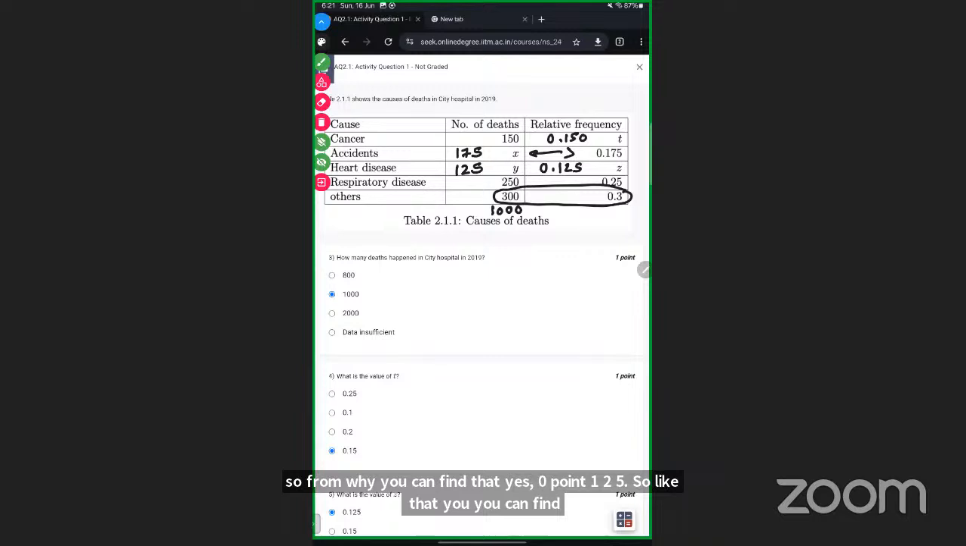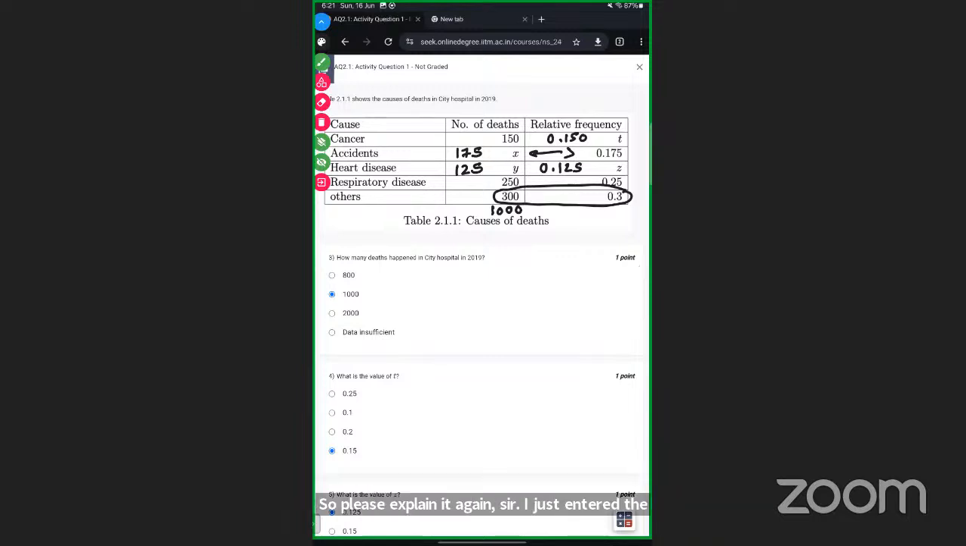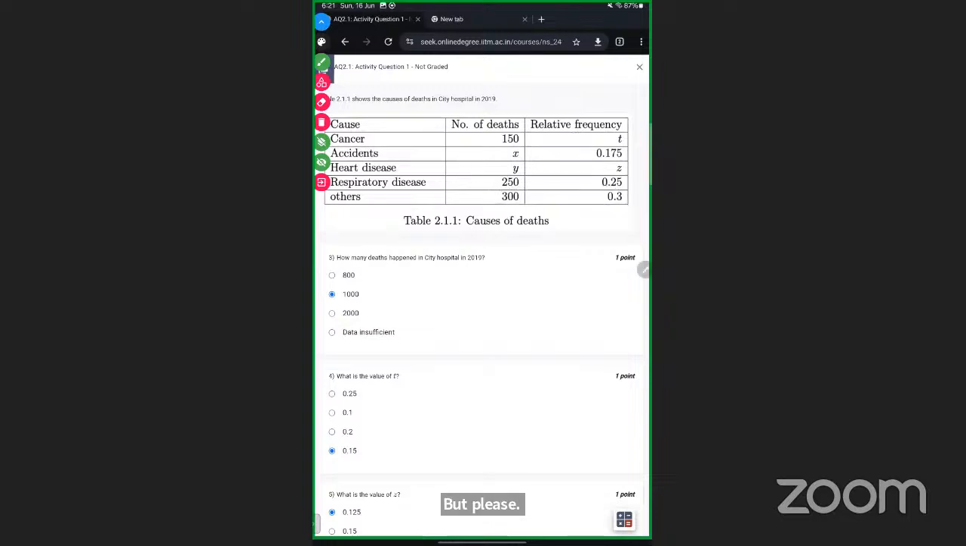Sir, please explain it again. Okay, I'll just explain one last time. Okay, see, we need to find how many deaths happened in the city in 2000. That is the first question that we can do. So see, relative frequency is equal to frequency divided by total, right? So total is what they are asking.